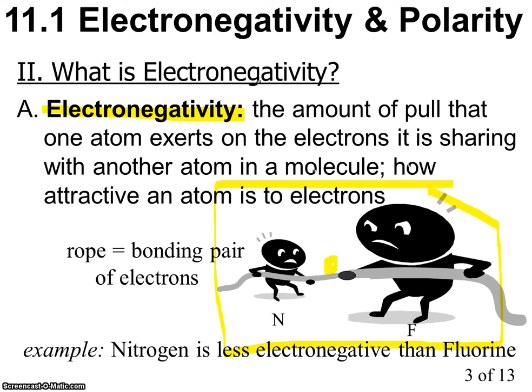So I'm going to draw 2 dots here as if this was a Lewis dot structure between nitrogen and fluorine. And in this example, nitrogen is less electronegative than fluorine. And what this means is that these shared electrons are going to be spending more time with the fluorine. They're going to be attracted to the fluorine more than the nitrogen. So let's look at why this is.